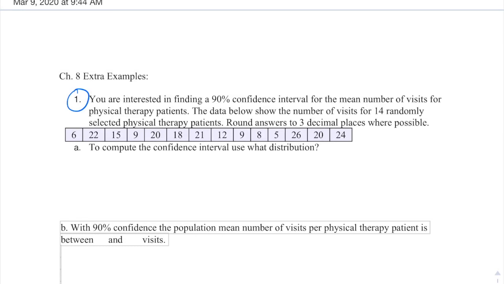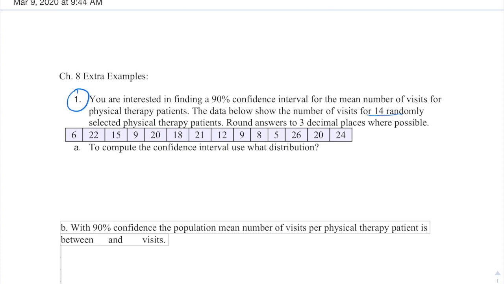All right, just wanted to do a couple extra examples for Chapter 8. So this first one says you are interested in finding a 90% confidence interval for the mean number of visits for physical therapy patients. The data below show the number of visits for 14 randomly selected physical therapy patients. Round answers to 3 decimal places where possible.